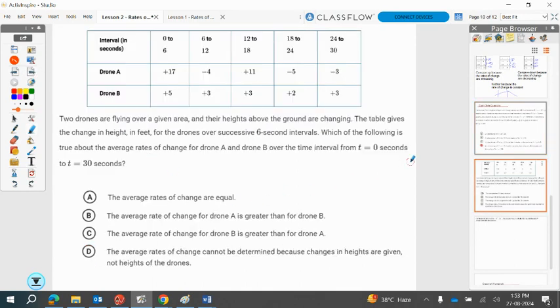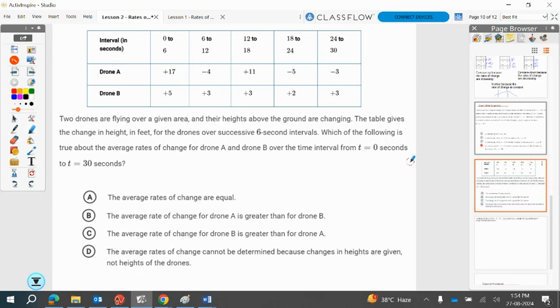Two drones are flying over a given area, and their heights above the ground are changing. The table gives the change in height in feet for the drones over successive 6-second intervals. Which of the following is true about the average rate of change for drone A and drone B on the interval from 0 to 30? All right. So the average rates of change are equal. The average rate of change of A is greater.